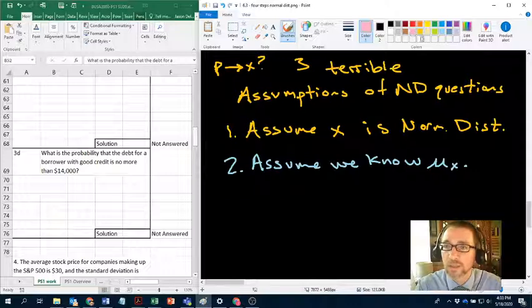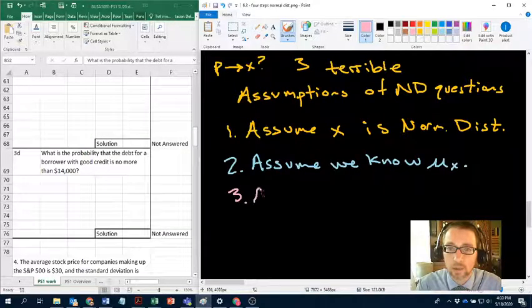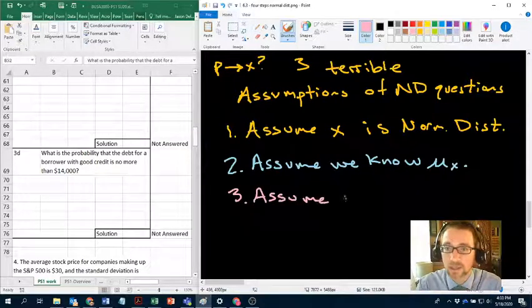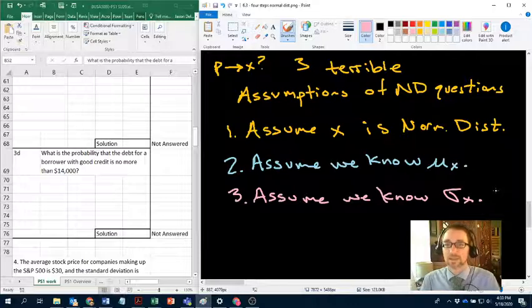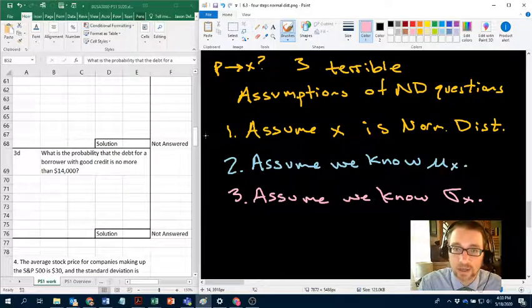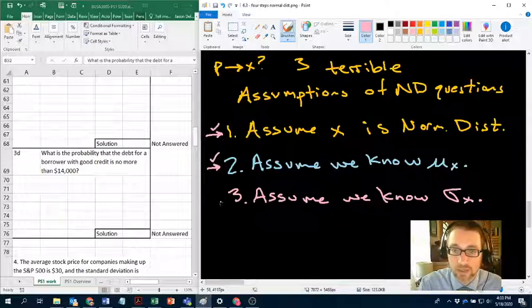The third terrible assumption is assuming that we know sigma x. Again, we would have to know mu x to be able to find sigma x. That's how sigma x is calculated. So that's another bad assumption that we will abandon as soon as we can do so responsibly. For now, we're going to take these in order. Next time, we're going to get rid of this one, and then we're going to find out what happens when we get rid of this one. And then shortly thereafter, we'll find out what happens when we get rid of all 3.